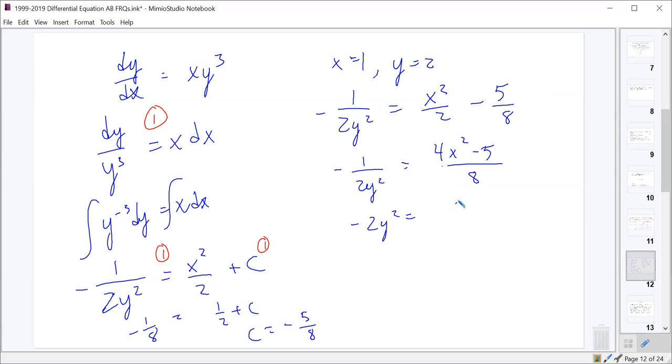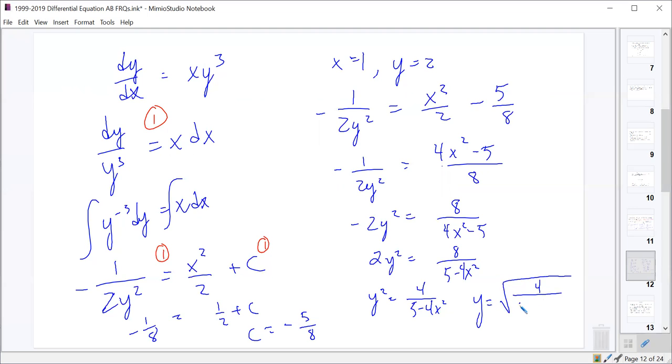Negative 2y squared equals 8 over 4x squared minus 5. I'd multiply by negative 1, which would just make it 5 minus 4x squared in the denominator. I'd divide by the 2, which will just make the numerator a 4. And then I'd square root. And when I square root, I get plus or minus this. But we know that the y value we need to get out is a positive number. So we're not going to put a negative square root because we need to get a positive number. So we'll do the positive square root.